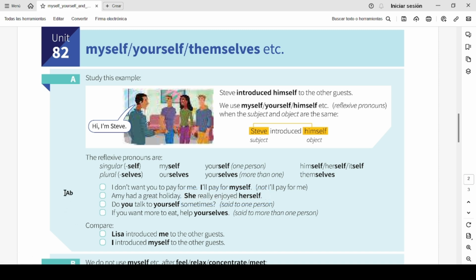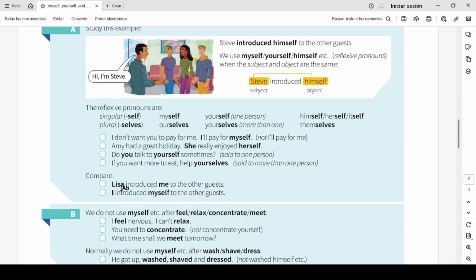Do you talk to yourself sometimes? Basically, you say it to one person, right? If you want more to eat, help yourself. In this case, you say it to more than one person. We're talking about the plural, right?